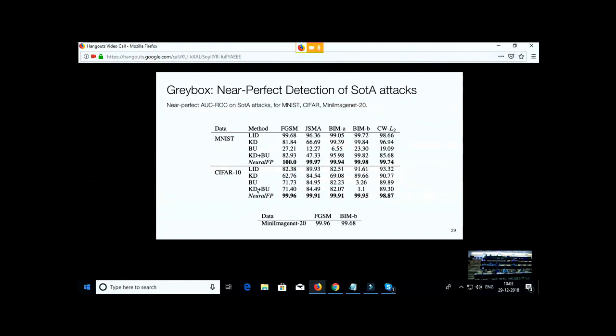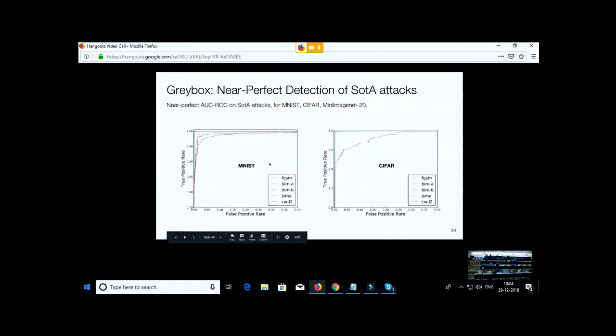And you can see for comparison that if you look at the baselines like LID and all the other methods, they basically start to break down as the attacks grow stronger or as the data sets become more complicated. And in fact, if you look at ImageNet, these defenses just don't scale anymore. They just become so slow that nobody can actually evaluate these defenses. So here's a visualization of the ROC curves. You can see for MNIST and CIFAR, if you plot the true and false positive rates, we're very close to perfect detection.